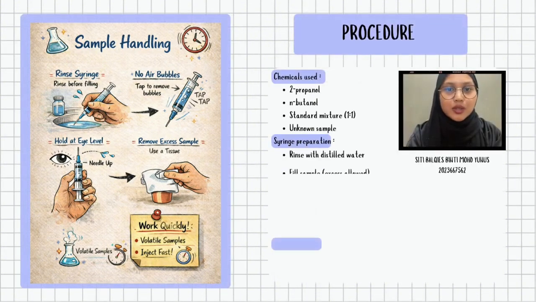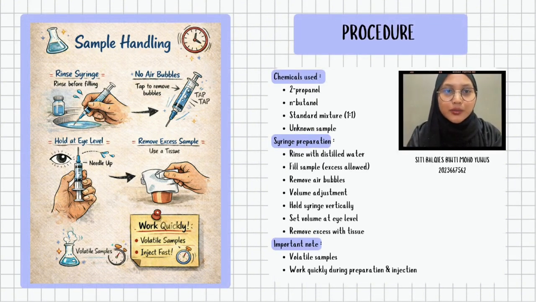Now I will explain about the sample handling. In this experiment, the chemicals used were 2-propanol and butanol, and a standard mixture of 2-propanol and butanol in a 1:1 ratio, also the unknown sample. First, the syringe is rinsed with distilled water before filling it with the sample. The volume of the sample taken may be more than the required volume. Care must be taken to ensure that no air bubble is present in the syringe.